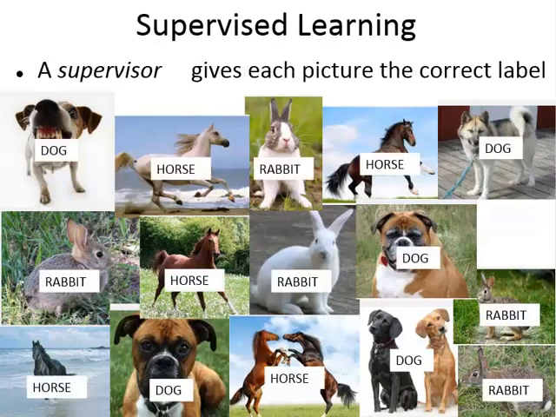In supervised learning, the supervisor, acting as the teacher, gives each picture or each piece of data a correct label. The learning algorithm not only gets the data in order to learn from, it also gets the label given by the supervisor.